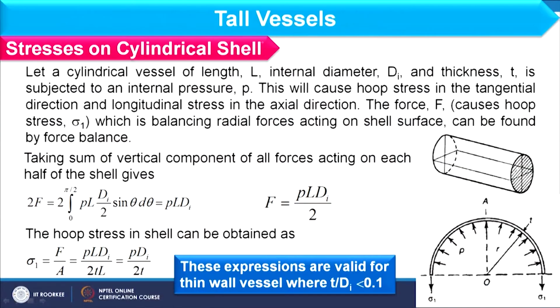So, first of all we will see the stresses which are generated in the shell due to pressure, and these we consider as the stresses on the cylindrical shell. Okay. So, here we are considering a cylindrical vessel of length L with internal diameter di and thickness T, okay, and it is subjected to pressure P. This will cause hoop stress in the tangential direction and longitudinal stress in the axial direction, right.